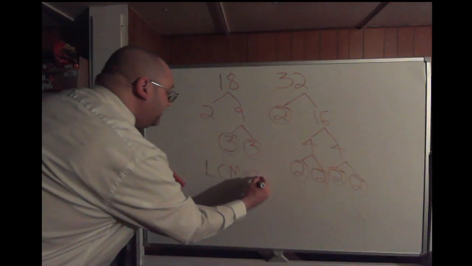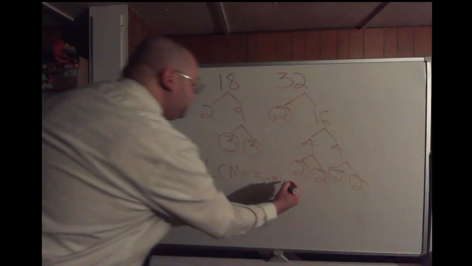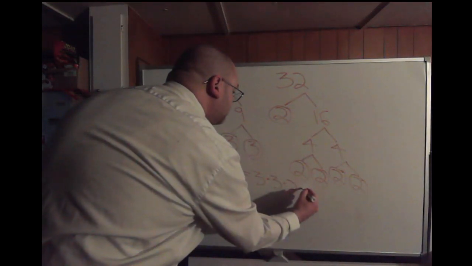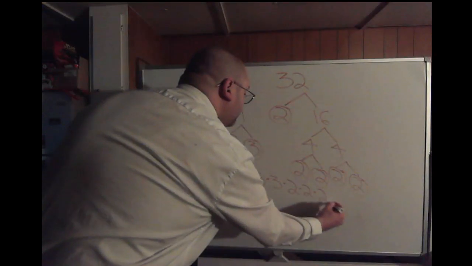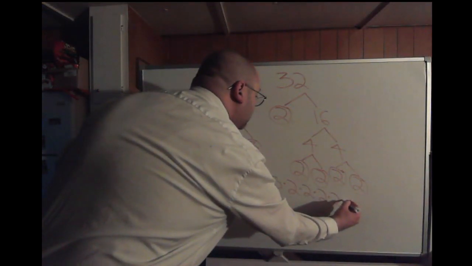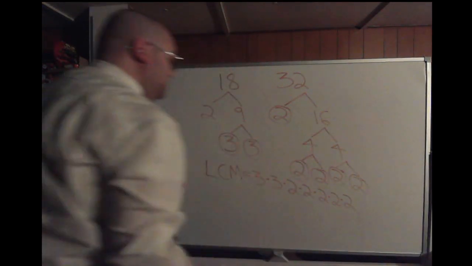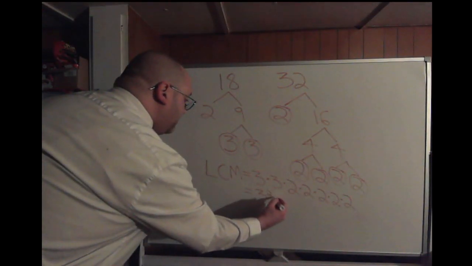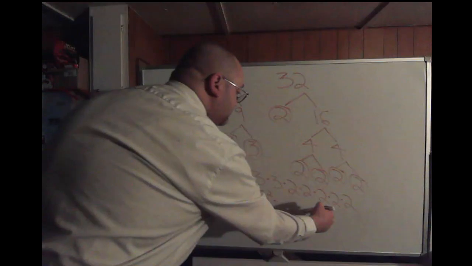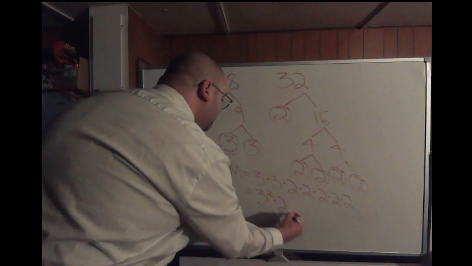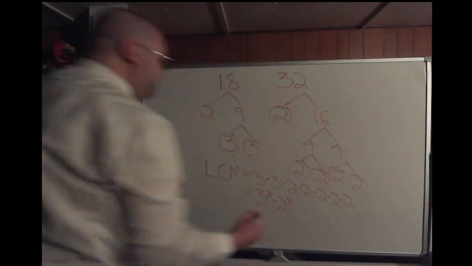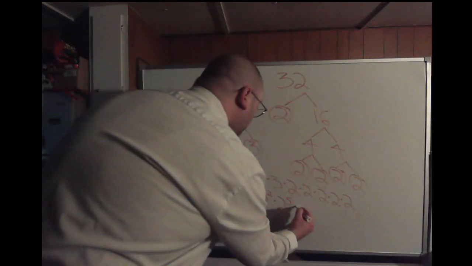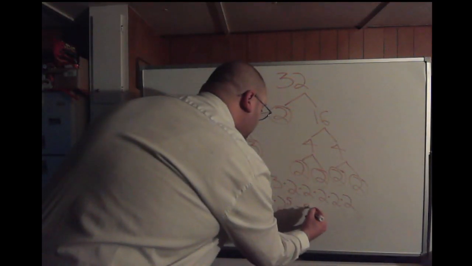And then what you're going to get for your least common multiple is something really fun. You're going to get 3 times 3 times 2 times 2 times 2 times 2 times 2, which is equal to 3 to the second power times 2 to the fifth, which we know 3 to the second power is 9, 2 to the fifth power is 32, so you'll have 9 times 32.